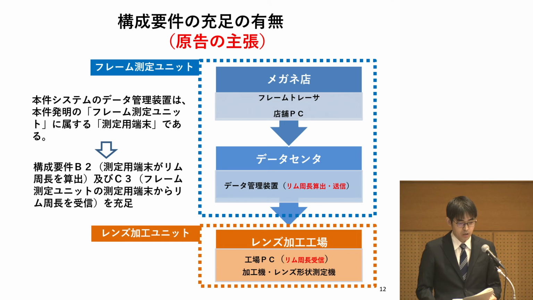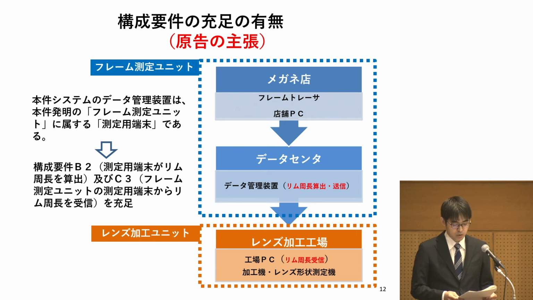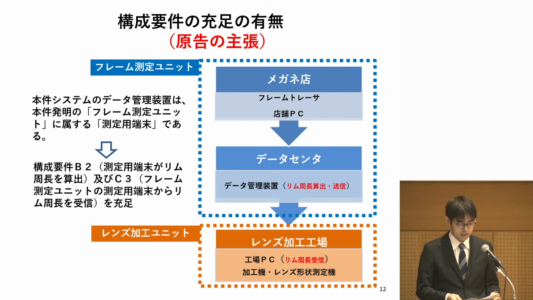Slide 12, please. Despite these differences, Pony argues that the data management device in this system corresponds to the measurement terminal of the frame measurement unit of this invention with respect to the calculation of rim circumference, and that this system is within the technical scope of the invention. The main reason for this is that the data measured by the frame tracer at the optician's shop is automatically sent to the data management device via the shop PC, and that the shop PC and the data management device can be seen as collaborating to calculate the rim circumference.